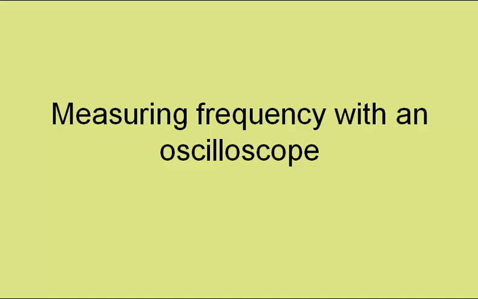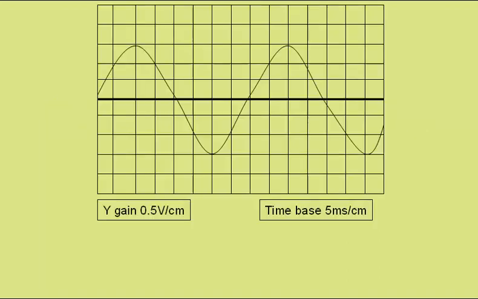Measuring the frequency of a sound using a cathode ray oscilloscope. If we attach a microphone to a cathode ray oscilloscope and the microphone picks up a pure note, it would give a trace something like this, a sine wave. There are two important dials on the oscilloscope.